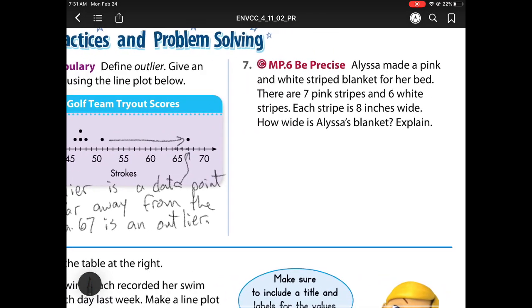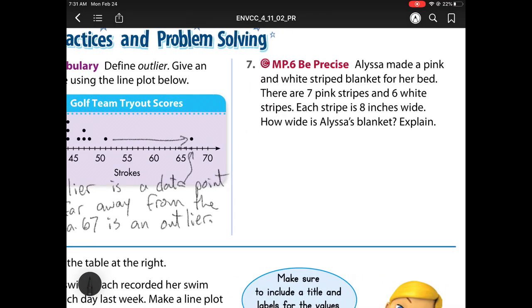Number 7, Alyssa made a pink and white striped blanket for her bed. There are 7 pink stripes and 6 white stripes. Each stripe is 8 inches long. How wide is Alyssa's blanket? Well, we have how many stripes? Let's check. My stripes are 7 pink plus 6 white. So total I have 13 stripes.